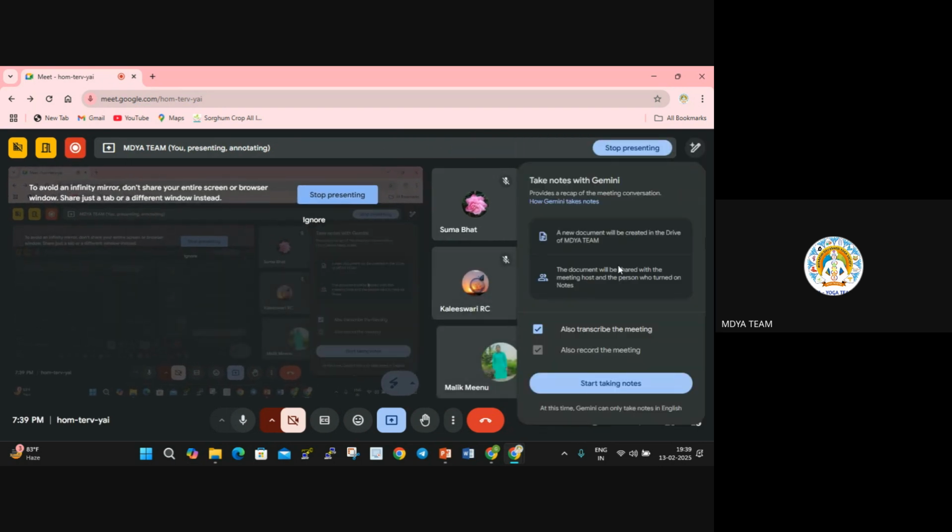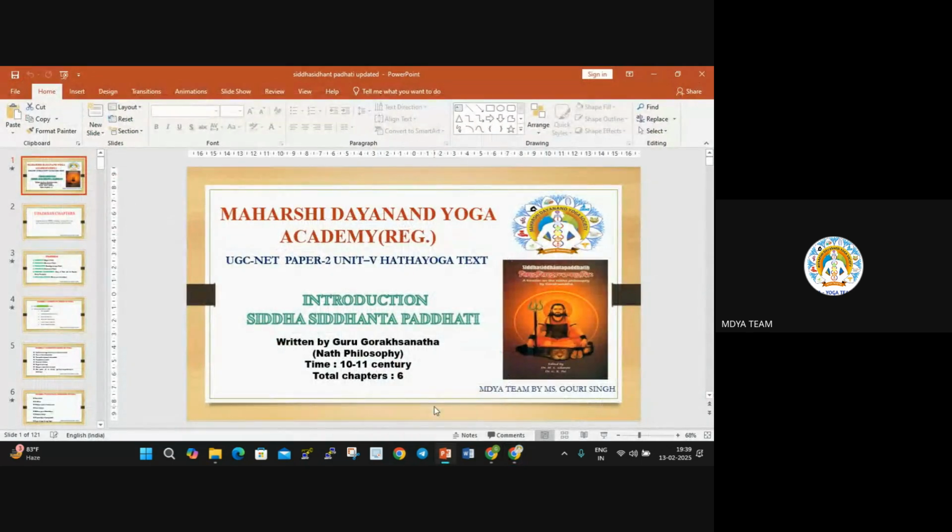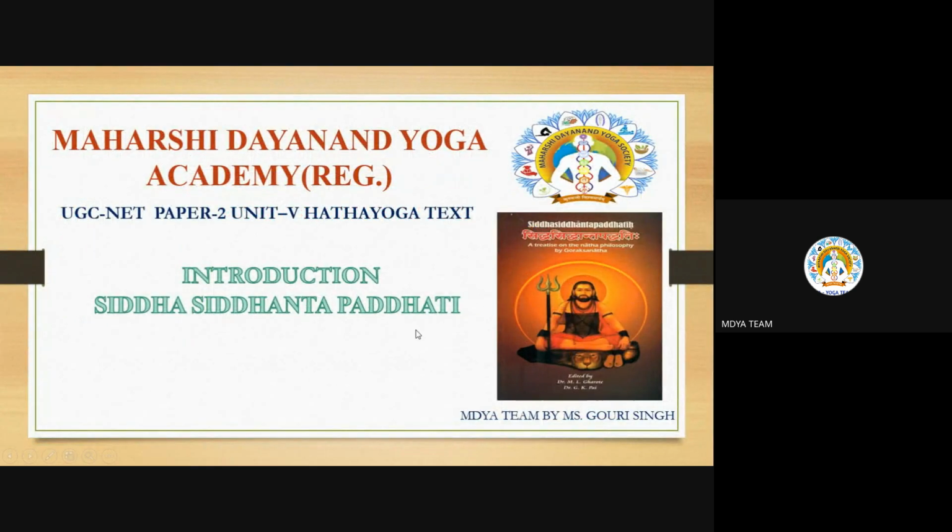Today we are going to start our Siddhanta Paddhati. So here is our Siddhanta Paddhati. As we know, it is coming under your UGC NET Paper 2, Unit 5. What we discussed last was the Yogbeej. It is also coming under your Unit 5, and now it is at yoga. Your Siddhanta Paddhati is also coming under this unit.